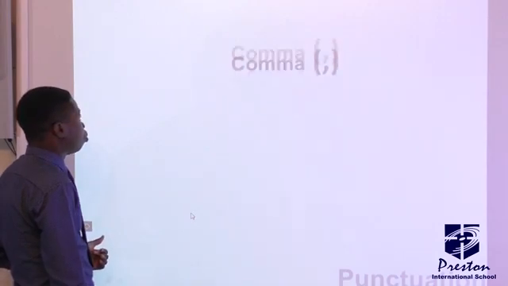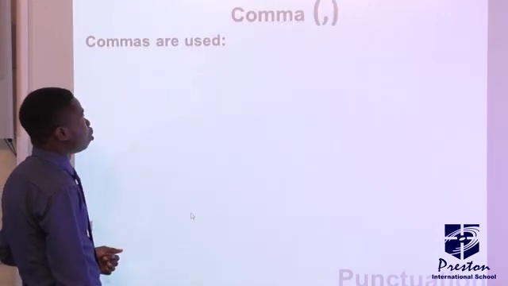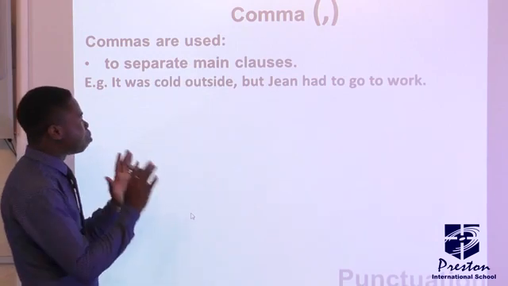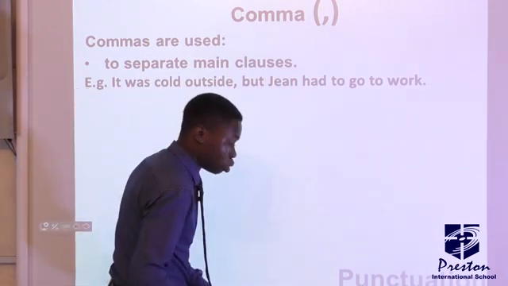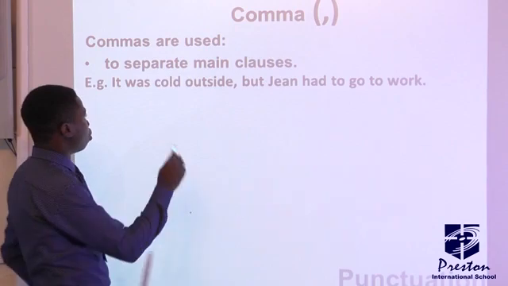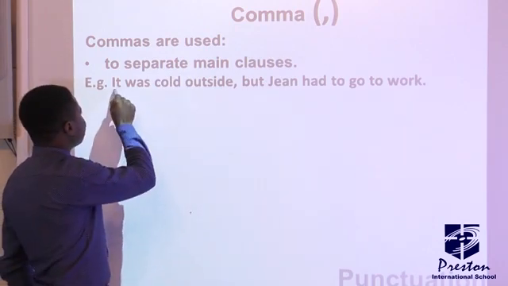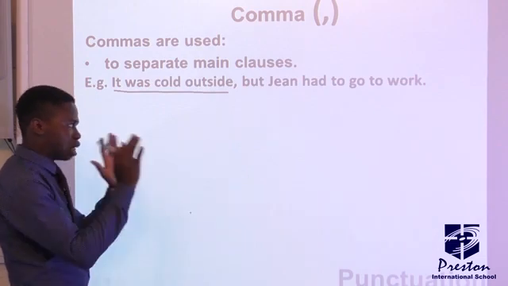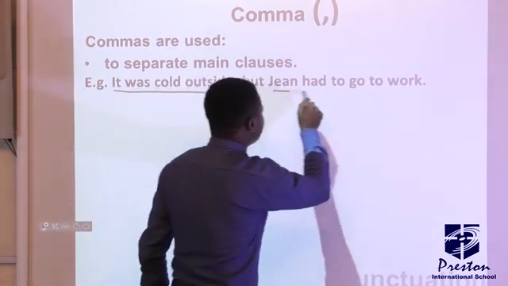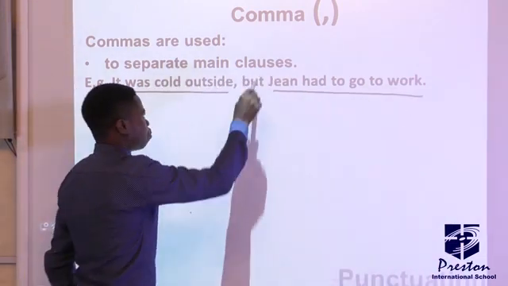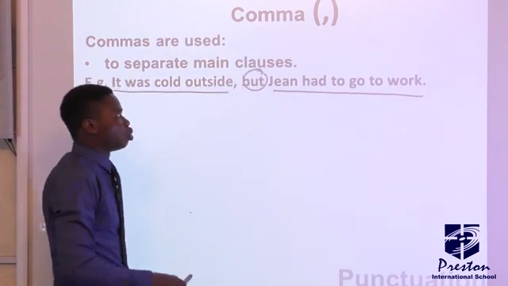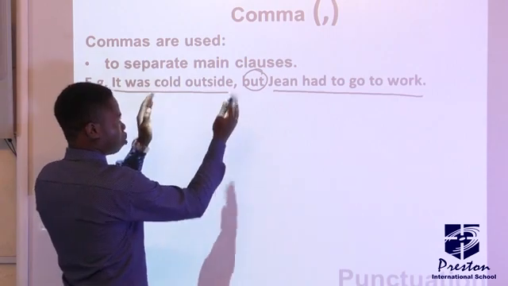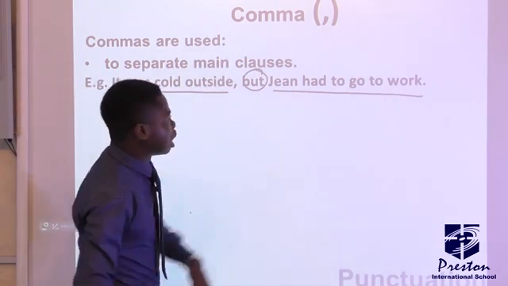Another punctuation mark we'll be looking at is the comma. I think we have a lot to say about the comma. The comma is used to separate main clauses. A main clause can stand on its own and make sense. So, it was cold yesterday, that's a main clause. Jane had to go to work, that's another main clause, and the word but here is a coordinating conjunction. We have the comma used to separate: it was cold outside, comma, but Jane had to go to work.